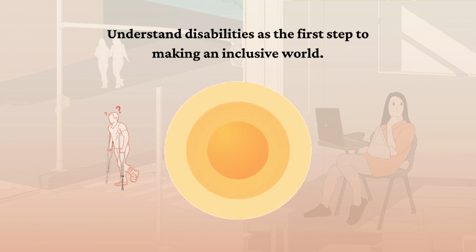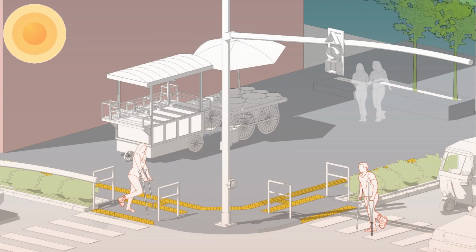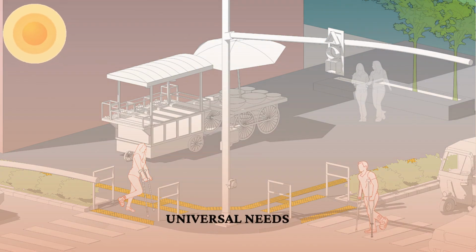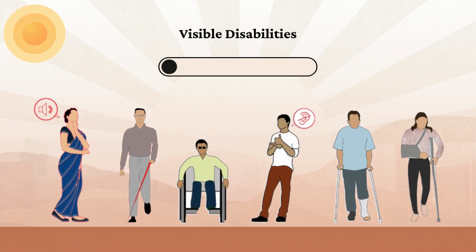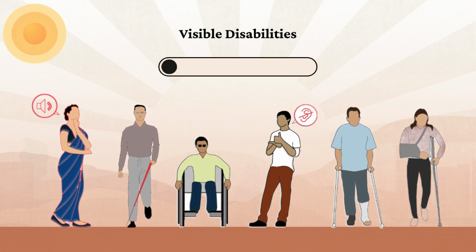It is essential to understand disabilities as the first step to be able to make an inclusive world that is designed to suit specific, diverse, and therefore universal needs. You may be more familiar with visible disabilities. However, each disability is a spectrum in itself with specific requirements.